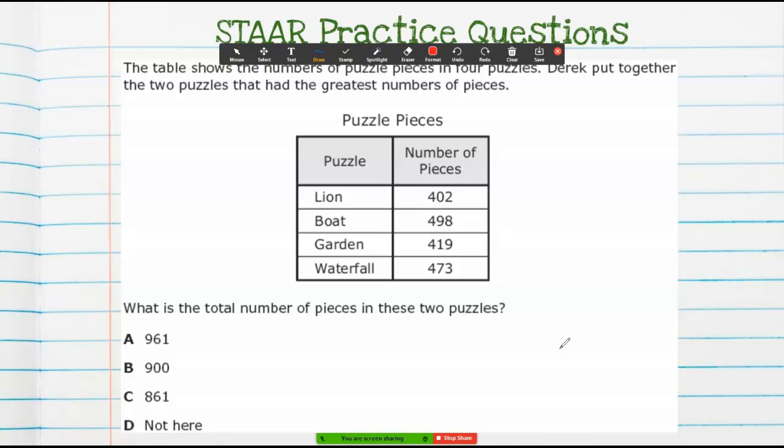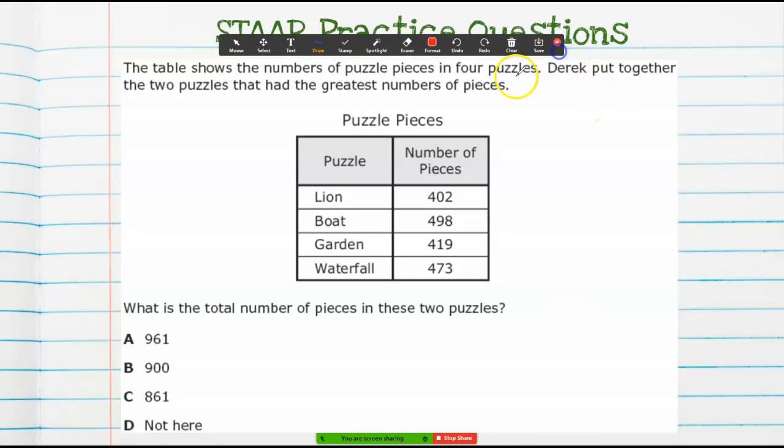Okay, the table shows the number of puzzle pieces in 4 puzzles. Derek put together 2 puzzles that had the greatest number of pieces. What is the total number of pieces in these 2 puzzles? So my keyword is total, and we should know that total means I'm going to add. Okay. Now, what am I adding? Am I adding all of these?